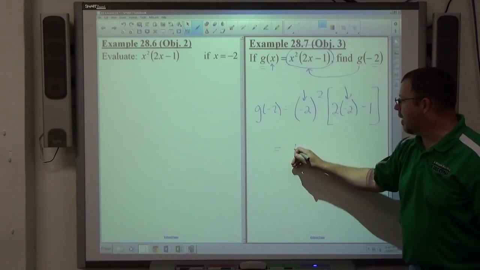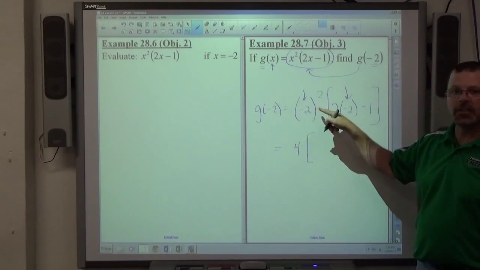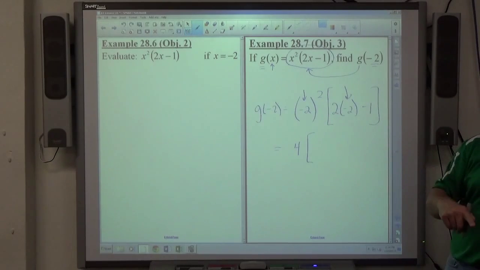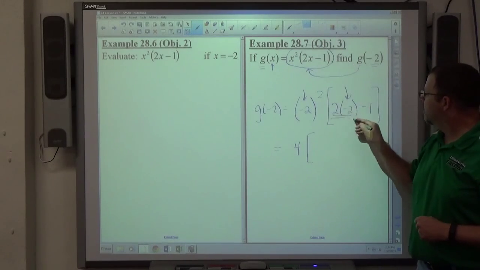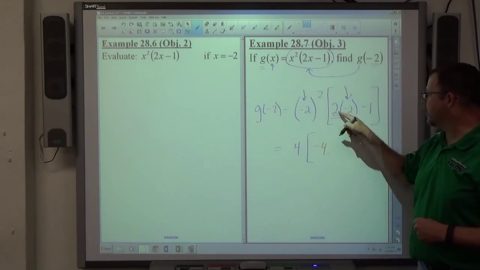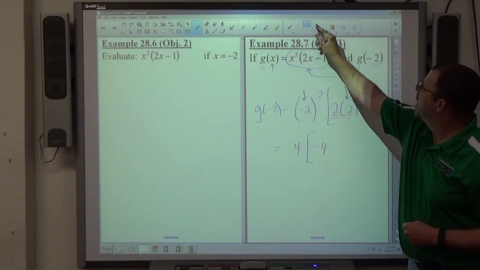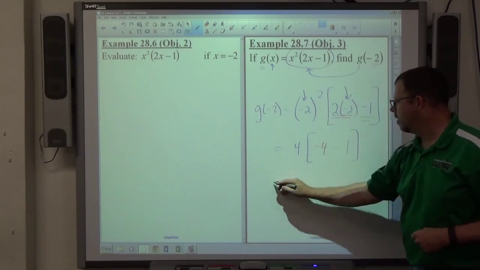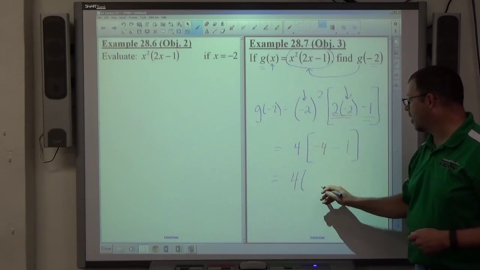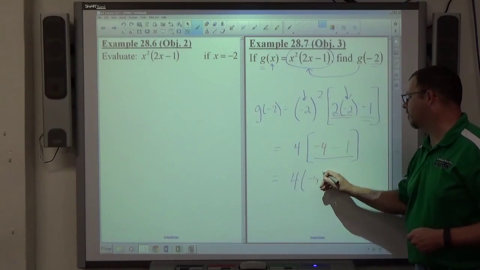Negative 2 squared is equal to positive 4. Again, the sign and the number being squared, negative 2 times negative 2. Two negatives make a positive. Inside here, 2 times negative 2 makes negative 4. Those signs are opposite, creating that negative. And then minus 1 is just minus 1. 4 times negative 4 minus 1, this equals negative 5.